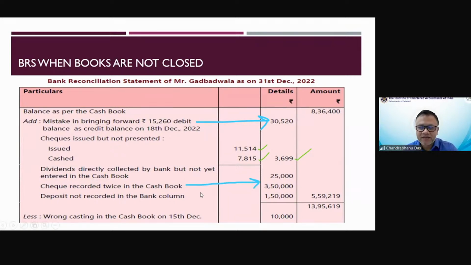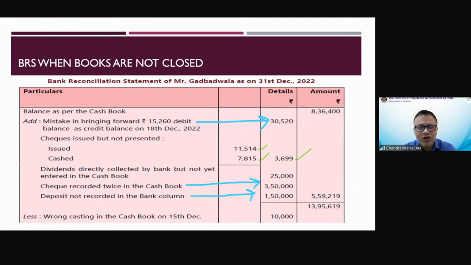Okay, sir. So what happens is, whatever checks you have recorded twice in the cash book, here you are adding it. And whatever deposit is not recorded in the bank column, you are also adding. Now you can see that you are rectifying the errors in the cash book itself to arrive at the passbook balance. So things are becoming very clumsy. You are adjusting the errors and you're also taking the checks issued.